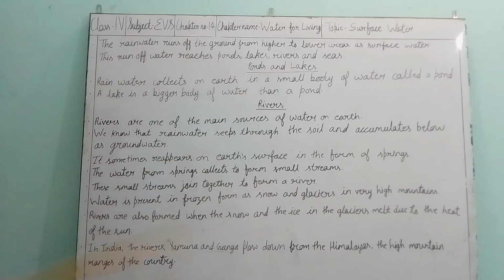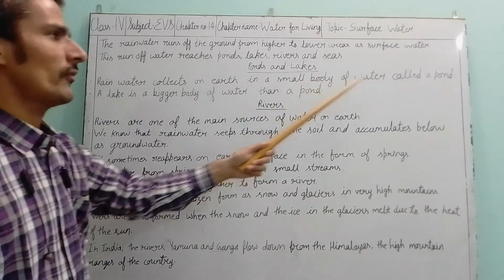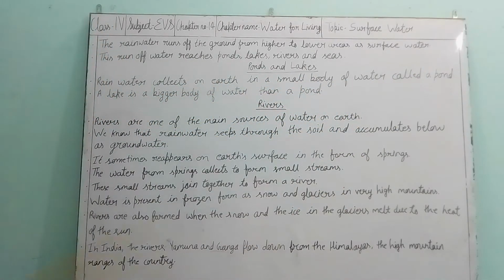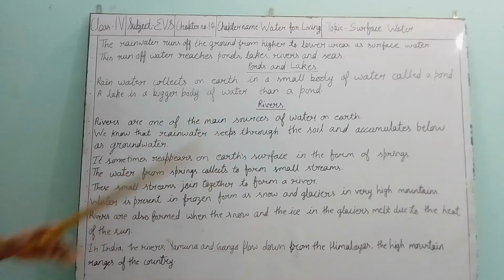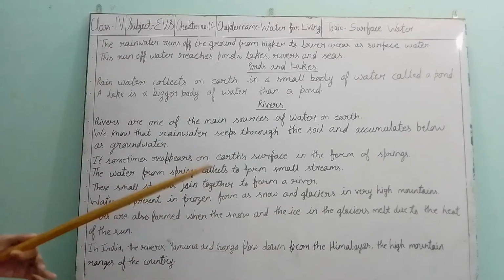Ponds and lakes. Rainwater collects on earth in a small body of water called a pond. The rainwater that collects in the small body of water is the pond. A pond is a small area, a field, where the water is collected. It is a little bit lower than the surface, so the water can be collected there.